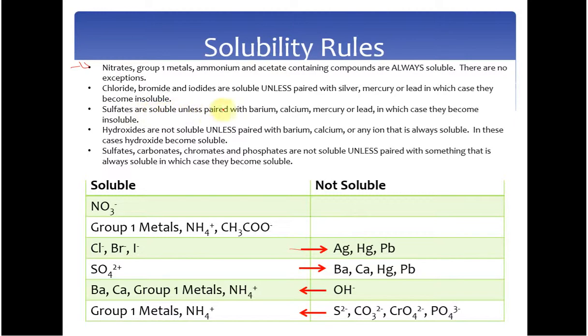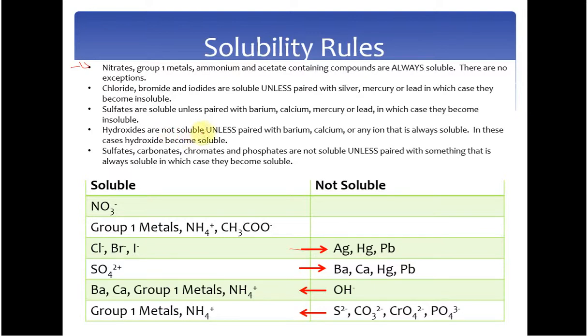Sulfates are soluble unless they're paired with barium, calcium, mercury, or lead, in which case they become insoluble. So sulfates will be soluble unless they touch barium, calcium, mercury, or lead. So if barium and sulfate form a compound, barium sulfate is insoluble. Calcium sulfate is not soluble. Mercury sulfate is insoluble. Lead sulfate is insoluble. Every other cation with sulfate is soluble.